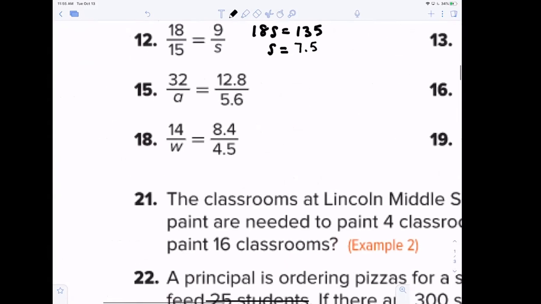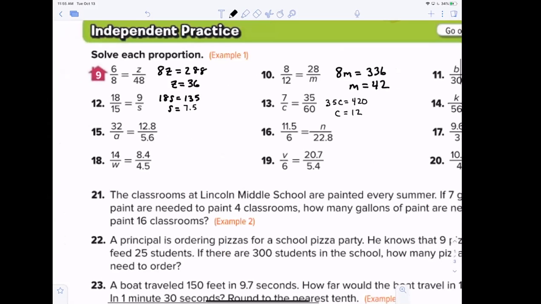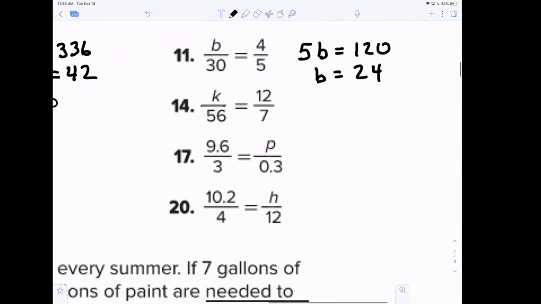Next, 14. 7k equals... Wait a minute, am I on the wrong one? Oh, yeah, I was. Sorry. 7k equals 66 times 12, which is 672. And then divide that by 7, k equals 96. Equals how much? 96.